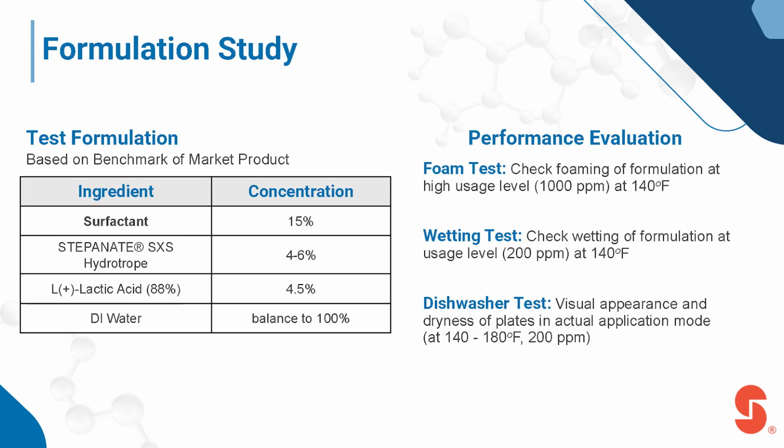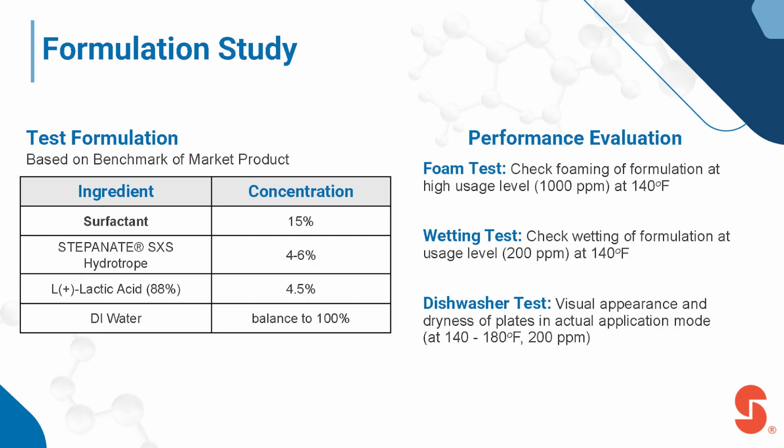So a typical industrial formulation for rinse aid will look something like this, where we have 15% surfactants, and then a little bit less hydrotrope and some acid for some chelation power, and balance with water. And what we've done is we've looked at a couple of different ways to evaluate these formulations.